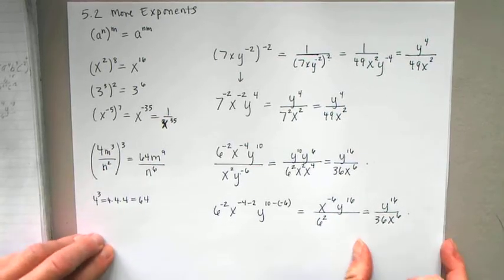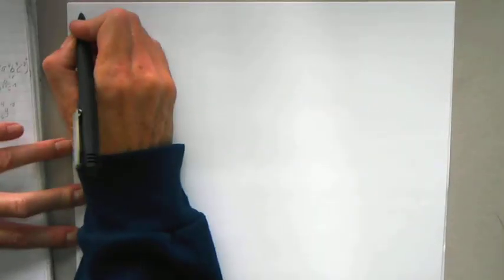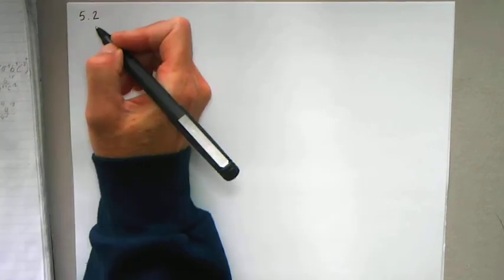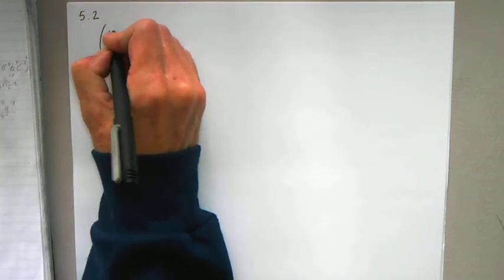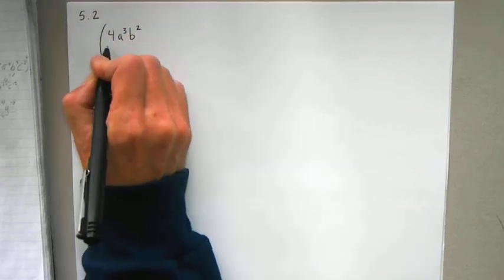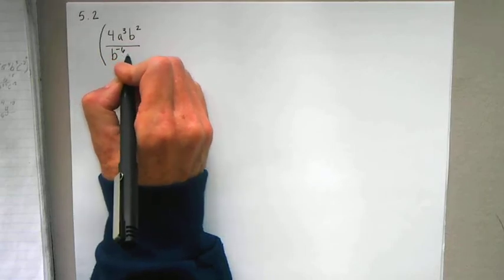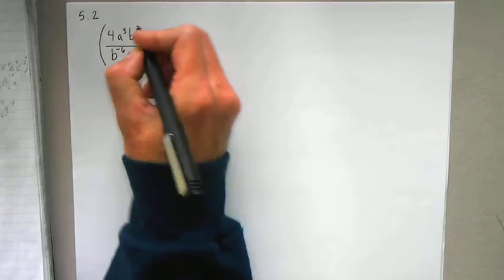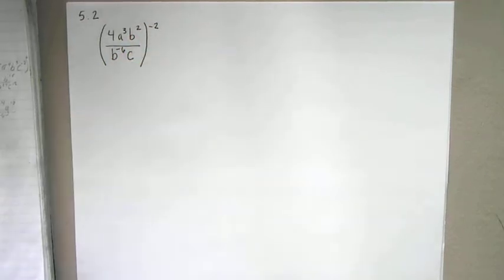Alright, I just have 2 more problems. These are kind of big. They absolutely look just like what you could see on a test, so I like them. For example, I have a great big parentheses with 4a to the third b squared all over b to the negative 6 c. And all of that is raised to negative 2.